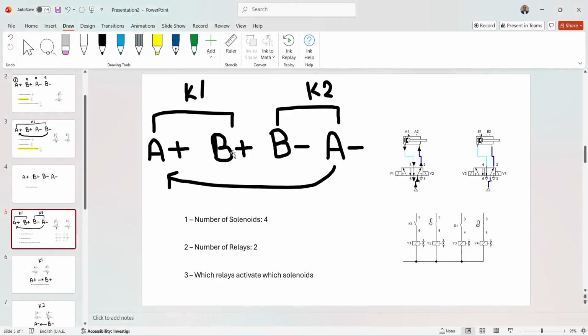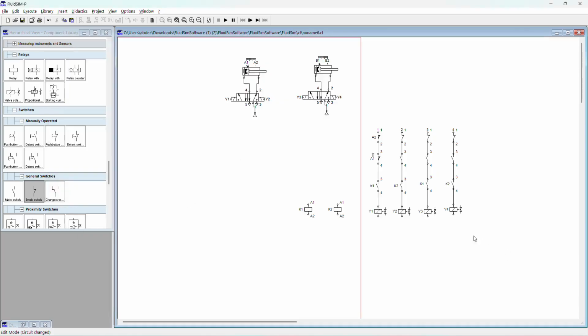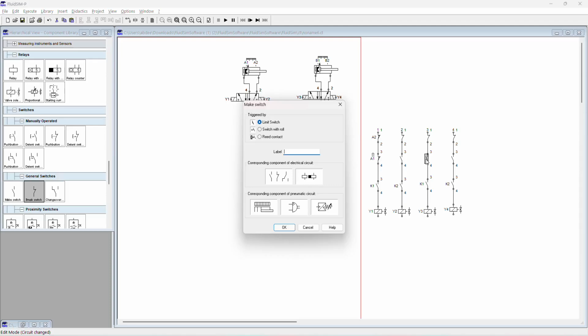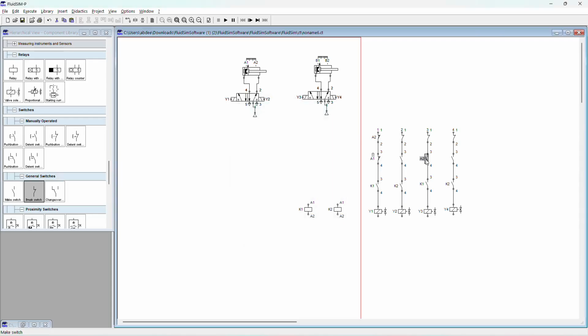What is the next sequence now? The next sequence is B plus. B plus corresponds to Y3. So we go here to Y3, this one. And as we said, it corresponds to Y3. So when do I want Y3, or the cylinder B, to extend? I want cylinder B to extend whenever cylinder A is fully extended.